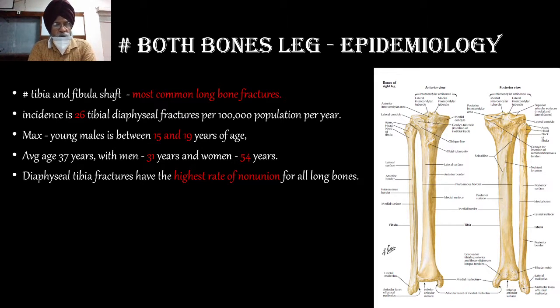Tibia and fibula shaft fractures are the most common long bone fractures. Incidence is 26 tibial fractures per 1 lakh population per year. The maximum incidence is in young males between 15 and 19 years of age. This is the active life period. Average age for men is 31 years and for women is 54 years. Diaphyseal tibial fractures have the highest rate of non-union of all the long bones.